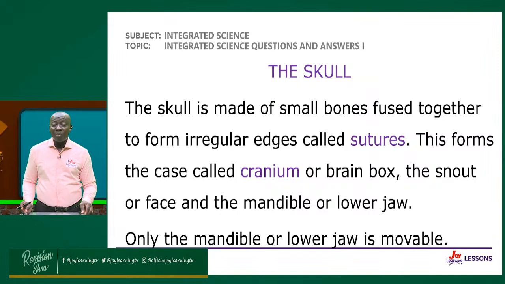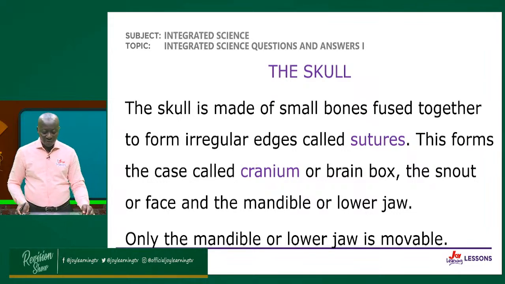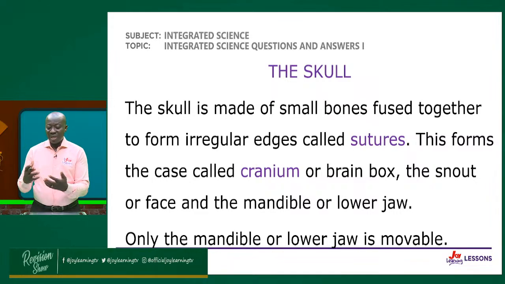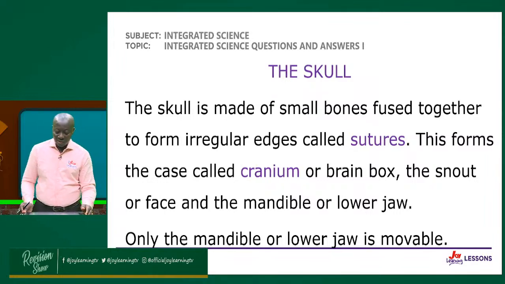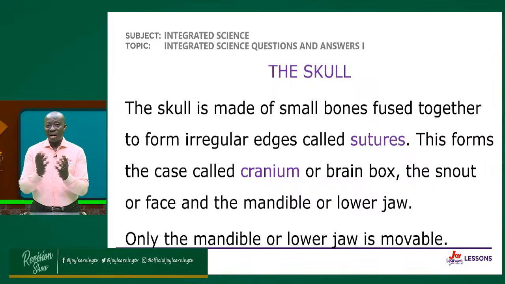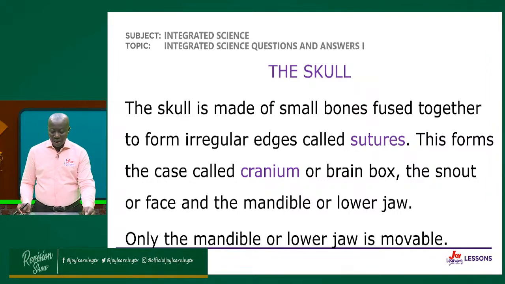The skull is made up of small bones fused together to form irregular edges, referred to as sutures. So with sutures, you have different bones and they fit together. You have zigzags, and that is where they meet. We call them the sutures. This forms the case called the cranium, that is the skull. So you have pieces of bones fusing to form that round structure which houses the brain, and that is where the brain is highly protected, or where the brain hides. It is also referred to as the brain box. The brain box. The snout or face, and the mandible or lower jaw.